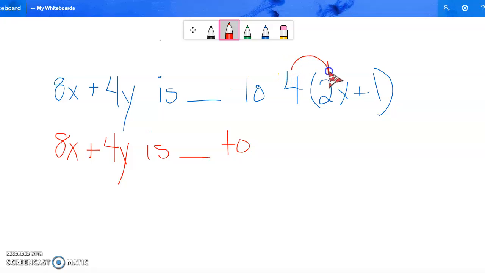So we multiply everything that is inside the parentheses by the 4 that is right next to it on the outside of the parentheses. So 4 times 2x gets us 8x. And then 4 times 1 gets us 4. So you can see that 8x plus 4y is not equal to 8x plus 4.